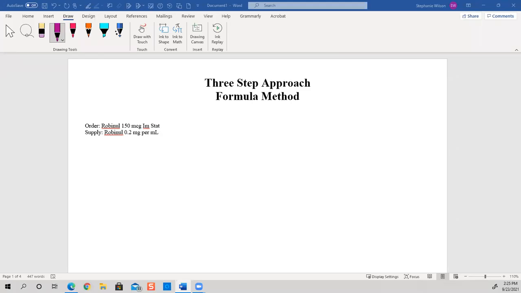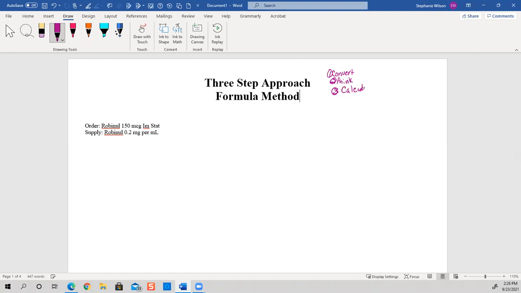So let's solve using the formula method. And whenever we're solving, we're going to use the three-step approach. So the three-step approach is: one, we're going to convert if we need to convert. Two, we're going to think about the process, think about our outcome, make sure we have the units that we're needing. And three, we're going to calculate.